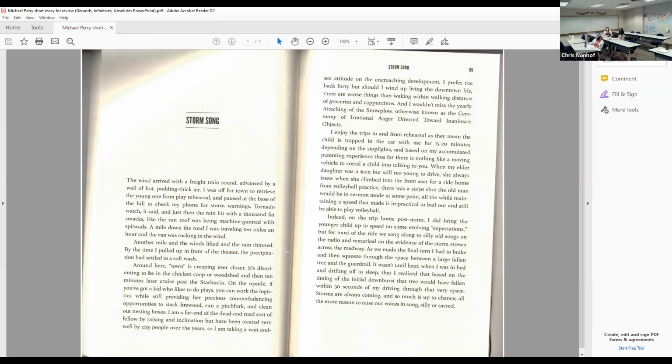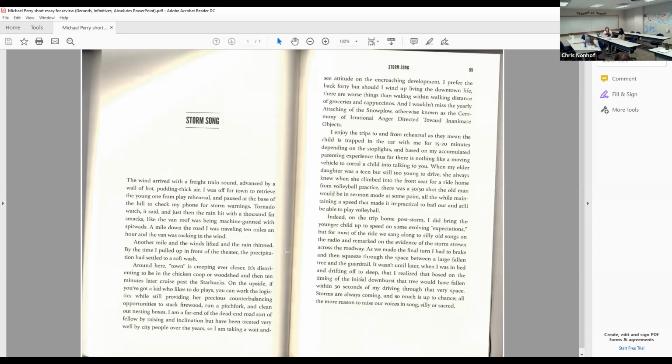One of the things that I really liked is the third sentence. I'll just read the second one to you. I was off for town to retrieve the young one from play rehearsal and paused at the base of the hill to check my phone for storm warnings. Tornado watch, it said, is really straightforward, that could be a simple sentence, right? It's short, it's straight, it's simple, it's easy. But then there's all this added fluff that comes immediately after it.